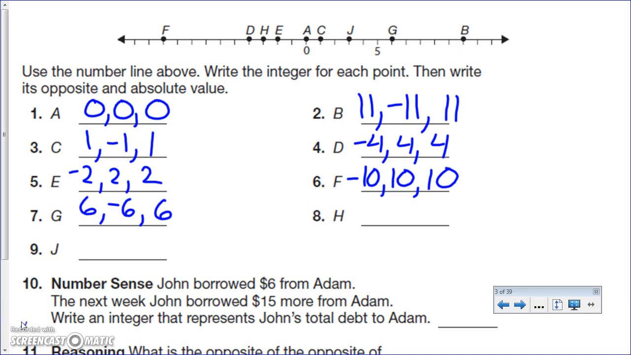For H, we know it's at -3, so the opposite is positive 3, and the absolute value of 3 and -3 is 3. For J, we know it's at positive 3, so its opposite is -3, and the absolute value is 3.